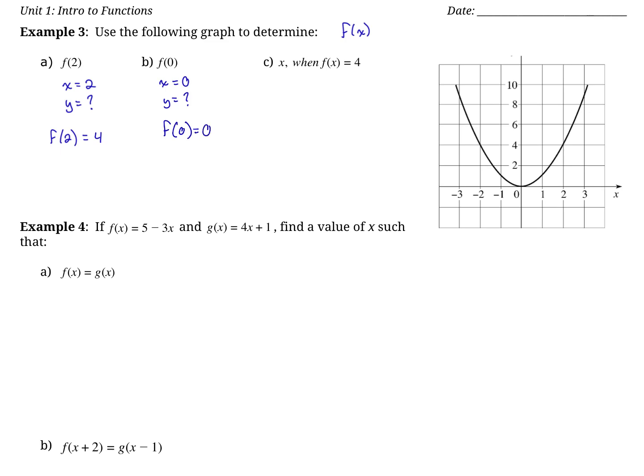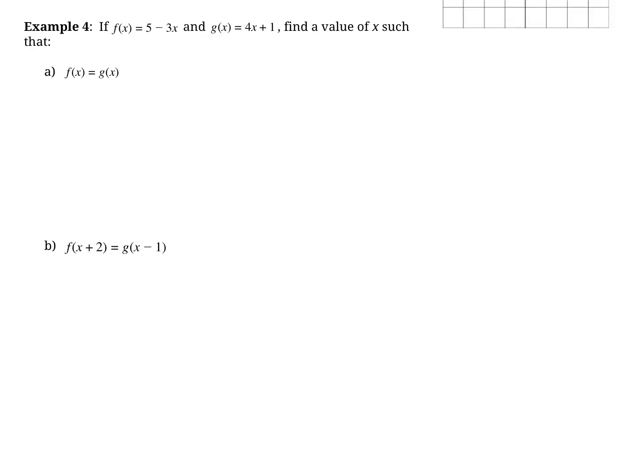Now in part C, we're looking for x when f(x) is equal to 4. So we don't know what x is, but our y value is 4. So there are two solutions here. We have one over here, which is at negative 2, and then another one at 2. So when x is negative 2, our function is 4, and when x is 2, our function is also 4.